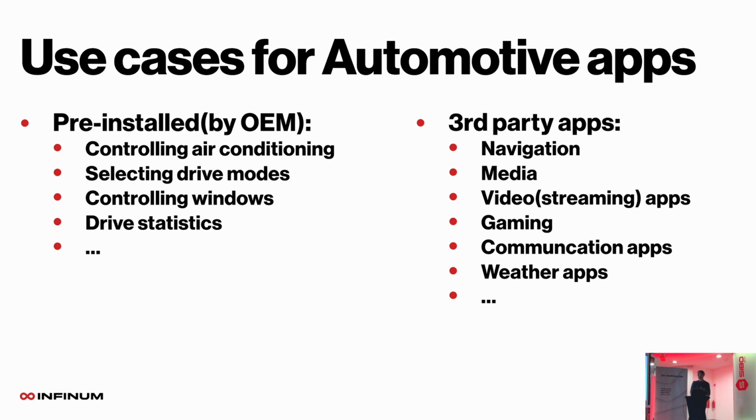Then we have third-party apps, and this is essentially just any app that you can imagine for your phone. You can also have it here. Some examples would be navigation, media, video or streaming apps, even gaming apps. But one thing to note here is that all of these third-party apps can, of course, also be pre-installed by the OEM. So I guess all cars will come with navigation and media already available.